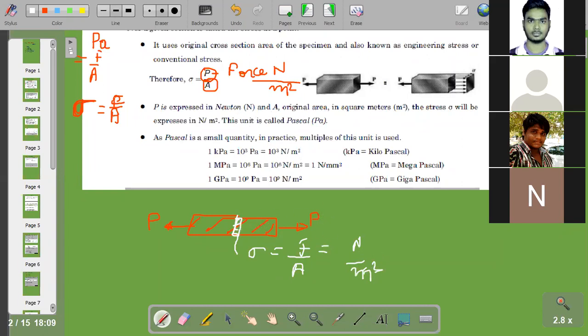Here it is given 1 kilopascal is equal to 10 to the power 3 Pascal. 1 megapascal is equal to 10 to the power 6 Pascal. 1 gigapascal is equal to 10 to the power 9 Pascal. In question, it will be given as 1 kilopascal, 1 megapascal. So you have to convert in Pascal. So this is the conversion for that.